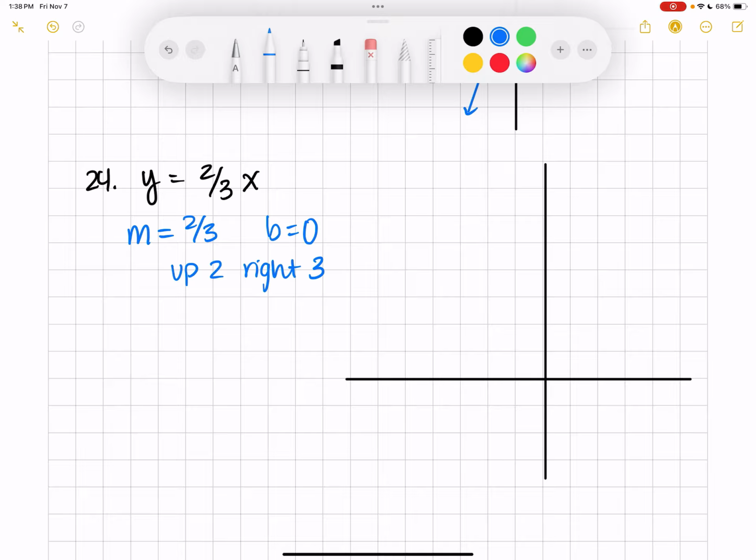All right, my y-intercept is 0, so that means here at the origin I have my point. Now I'm going to use my slope and go up 2, right 3. And on this one I'll just keep going that way. Up 2, right 3, so there's my other point. Oh, I get it now. And there's my line.